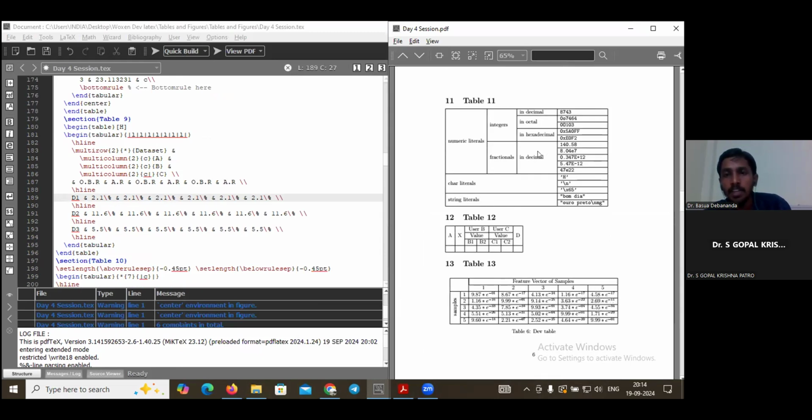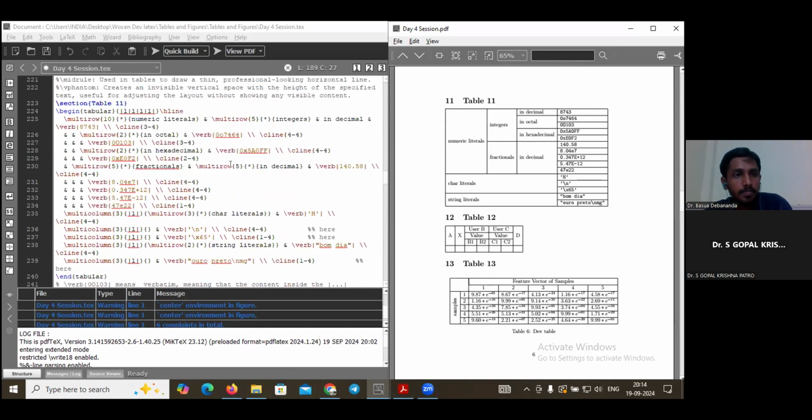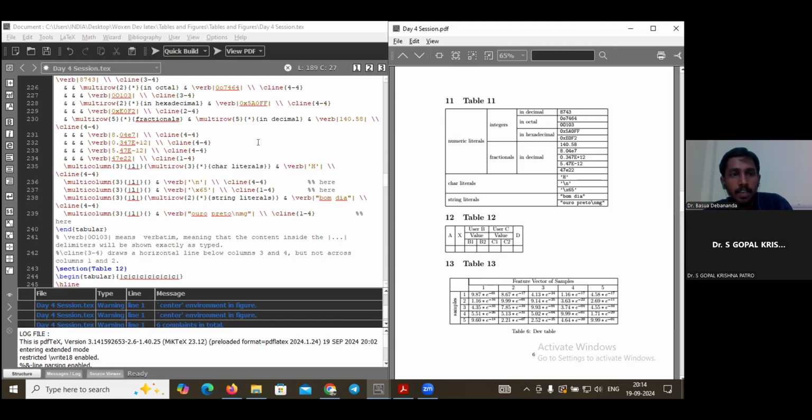See the 11th table. This is one of the special types of table. Here I have used the \verb command. That means the content inside the delimiters will be shown exactly as typed. What you have typed, the same thing will be shown, for example 8.404E7.